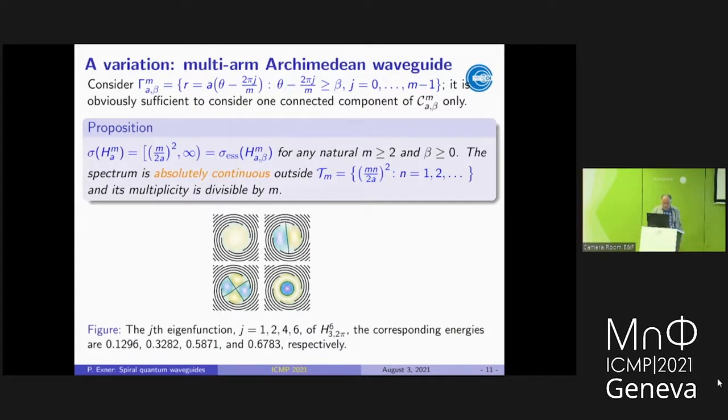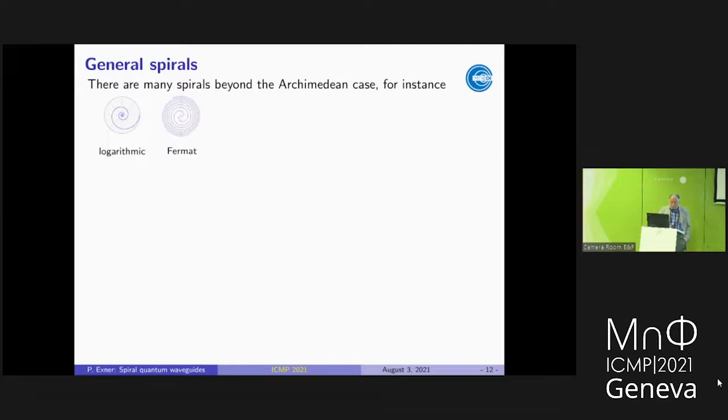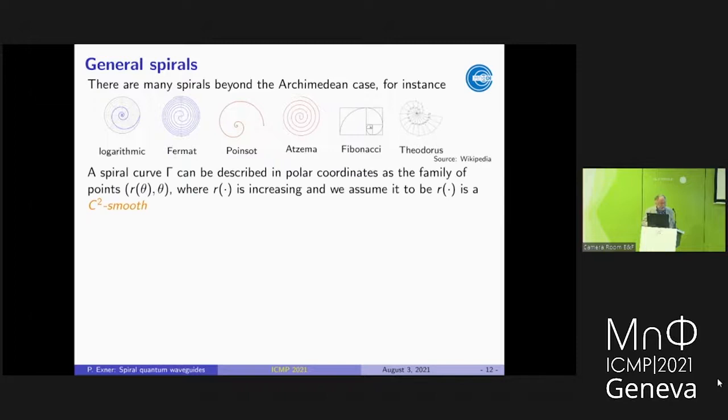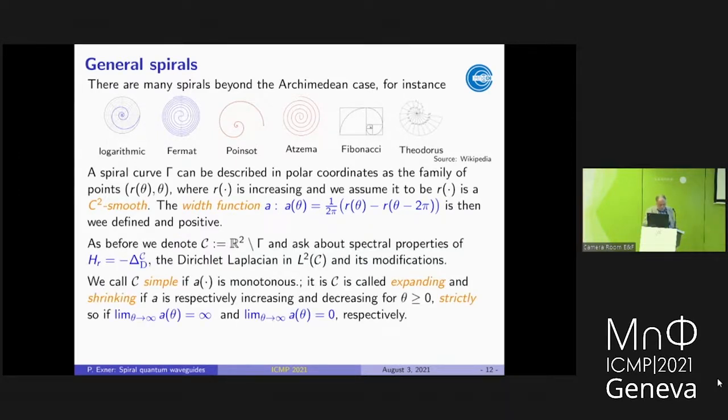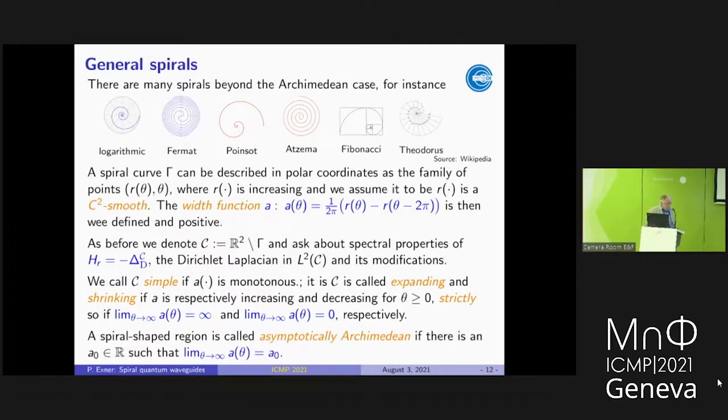Now, of course, that was just an example, but we have many other spirals: logarithmic, Fermat, Poinsot, Adsema, Fibonacci, Theodorus. Just to restrict myself, I will consider only those which are C2 smooth, and every such spiral would be characterized by the width function as a function of the angle, and I can play the same game as I did with the Archimedean spiral, and define the Dirichlet Laplacian. I will call the spiral expanding if the width is growing, shrinking if it is decreasing, and strictly so if the limits are respectively infinity and zero. The most interesting case is the spiral which is asymptotically Archimedean, that is, the limit of the width is some positive number.